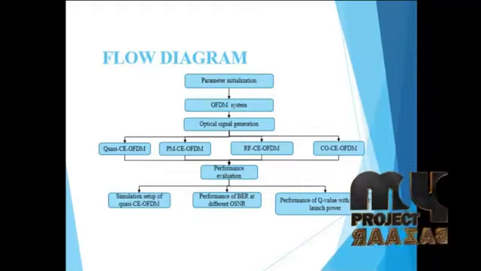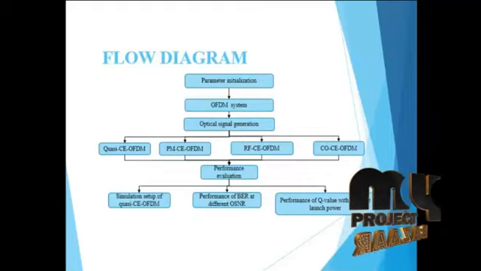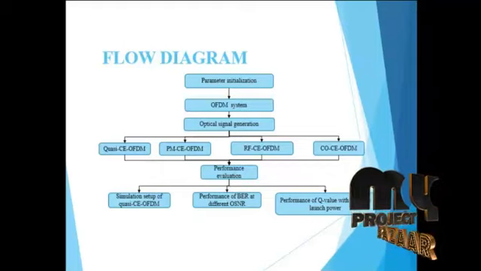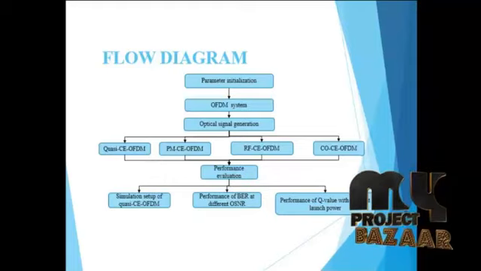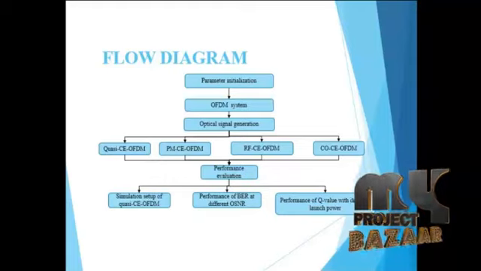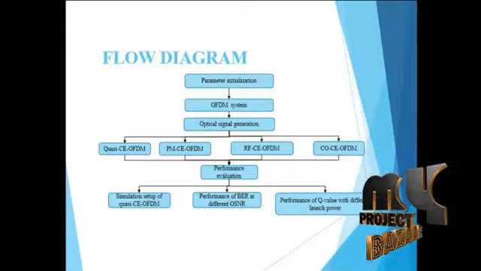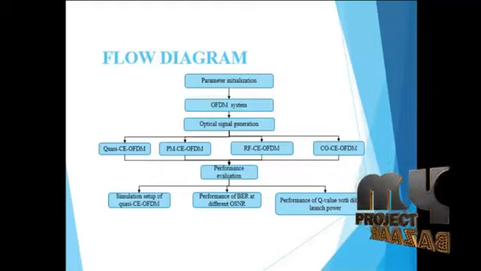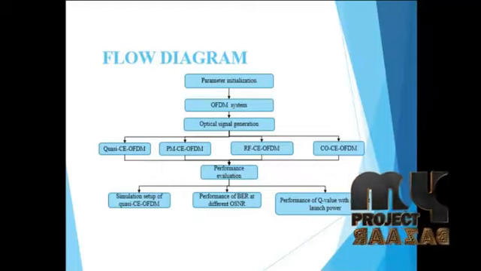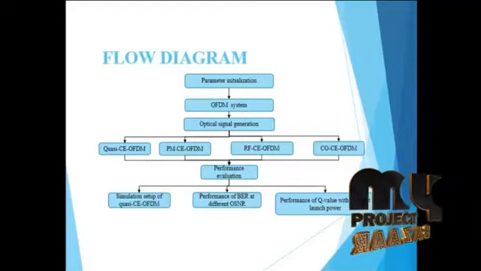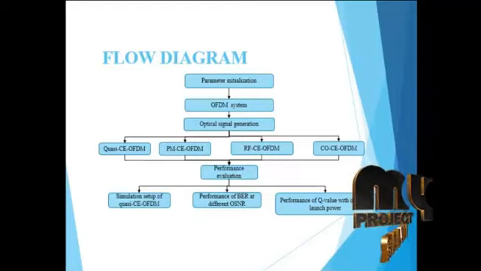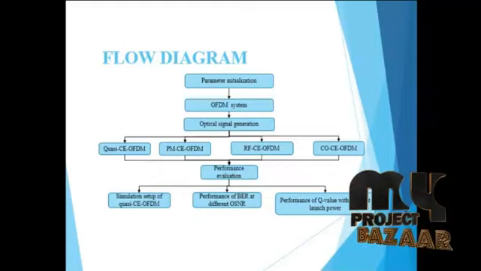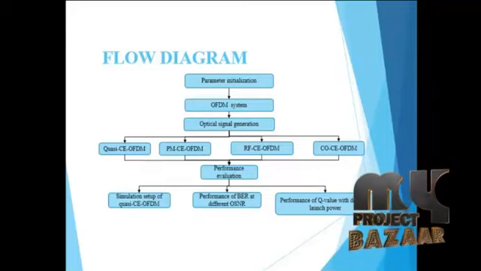Then the quasi-CE-OFDM, which is a quasi-constant envelope OFDM, is used in this project. In this, the in-phase and quadrature modulator signals are passed through this module and compared with PMCE-OFDM, which is phase modulator constant envelope OFDM, RF-CE-OFDM, which is RF signal constant envelope OFDM, and CON-CE-OFDM, coherent CE-OFDM. The quasi-CE-OFDM is compared with all these three, which gives a high spectrum efficiency in quasi-CE-OFDM.